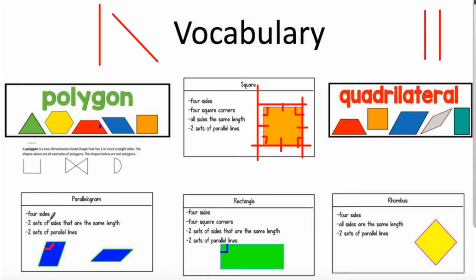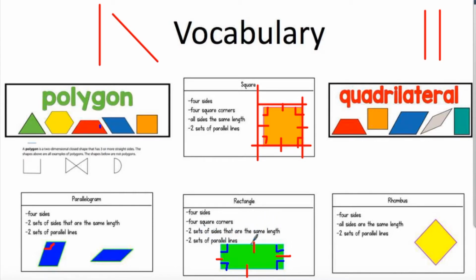But a parallelogram has to have 4 sides, 2 sets of sides that are the same length, and 2 sets of parallel lines. So you've got 1, 2, and then 1, 2. So that's 2 sets there. A rectangle, 4 sides as we talked about, 4 square corners, two sets of sides that are the same length.